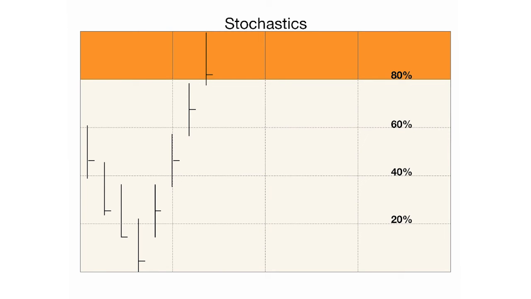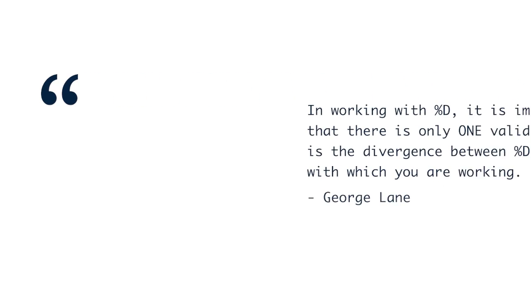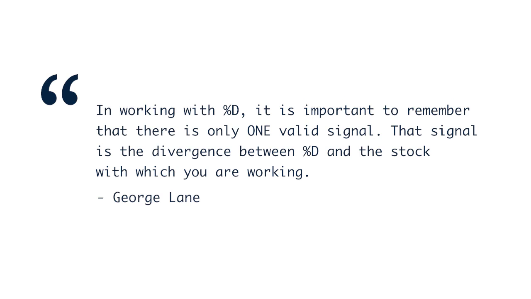So what stochastics does is it takes a range over the last few days. In this case, a 5-period stochastics would say that from this point to this point is 100% and price closed at 82%. And then that would be %K, and then %D would be a moving average of that. And it's important to remember on stochastics, according to George Lane, there is only one valid signal, and that is the divergence on %D.